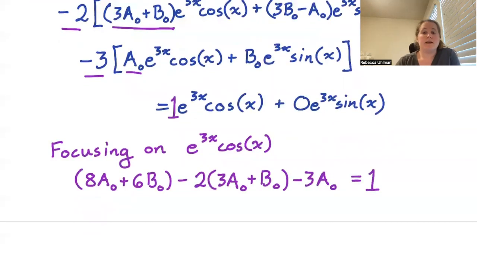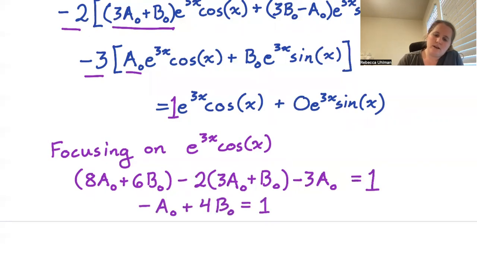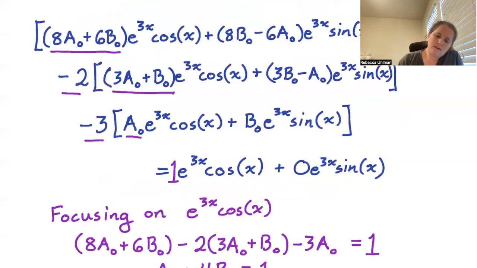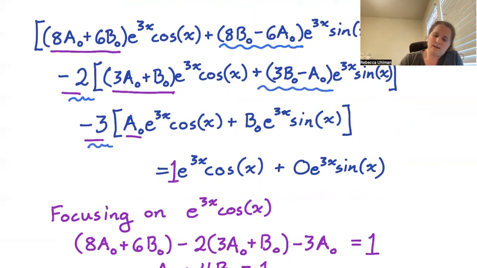So simplifying this side down, we have 8a0 minus 6a0 minus 3a0 becomes negative a0. And then we have 6b0 minus 2b0 is plus 4b0. This should equal 1. And focusing on sine, we have 8b0 minus 6a0. Then we have a negative 2 times 3b0 minus a0, and then a negative 3 times b0.